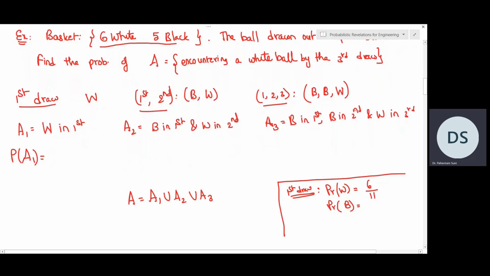Same way, the probability of a black ball is a combination of 5 different elementary events. So hence its probability is 5 by 11. So this is our first draw's probabilities.